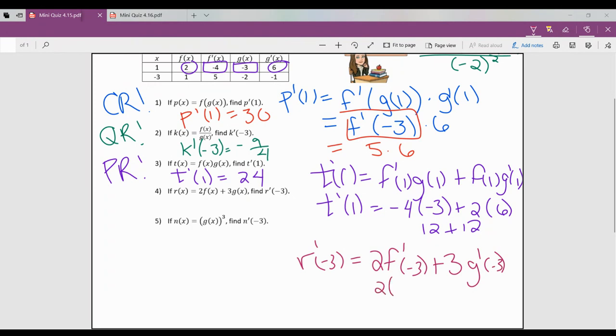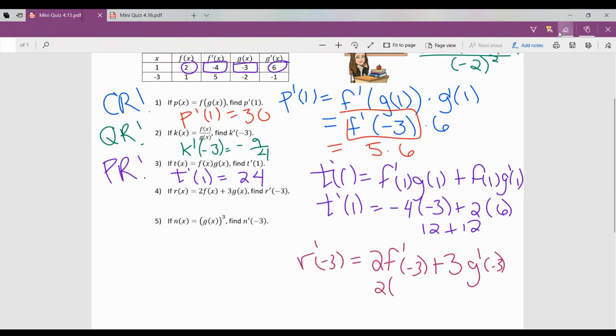So we've got 2 times, and once again, let me get rid of all of my boxes and circles from the previous problem. All right, so we've got f prime of -3. F prime of -3 is 5, plus 3 times g prime of -3, which is -1. So we've got 10 plus a -3, r prime of -3 equals +7. Okay. All right, last one.